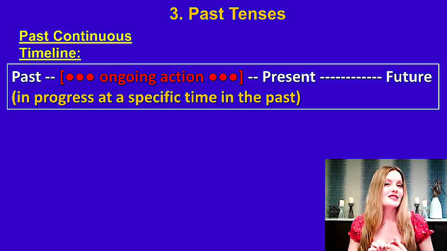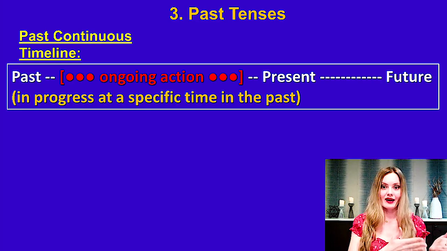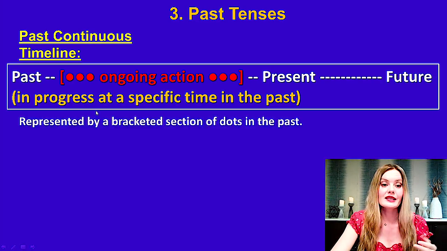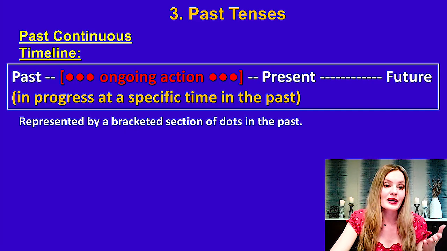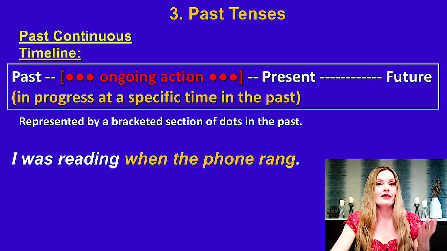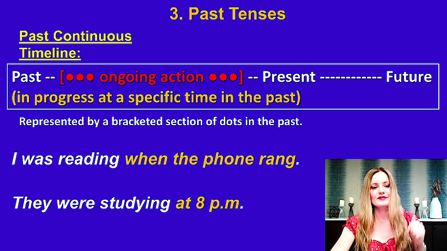Now let's take a look at the timeline for past continuous tense. So we have past, present, and future, right? And past continuous is represented by a bracket section of red dots in the past. So this is the action in progress at a specific time in the past. For example, I was reading when the phone rang.